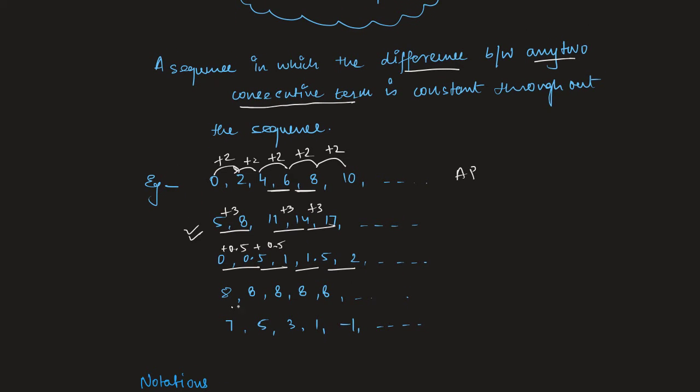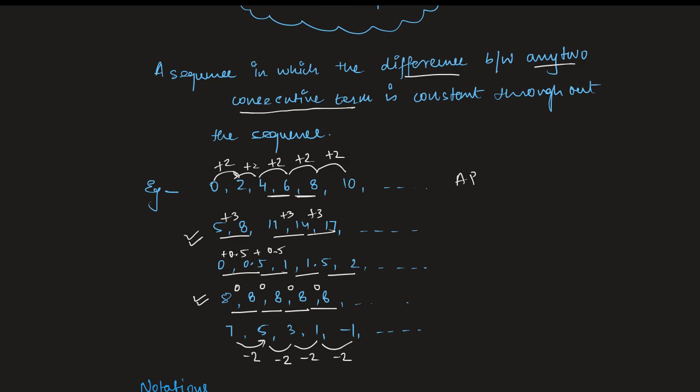What about this? What is the difference? Is it constant over here? Yes, the difference over here is 0, which is also a constant. So this is also an example of an AP. What is the difference over here? This is negative 2, negative 2, negative 2, and negative 2. Is this an AP? Yes, because the difference is constant over here.